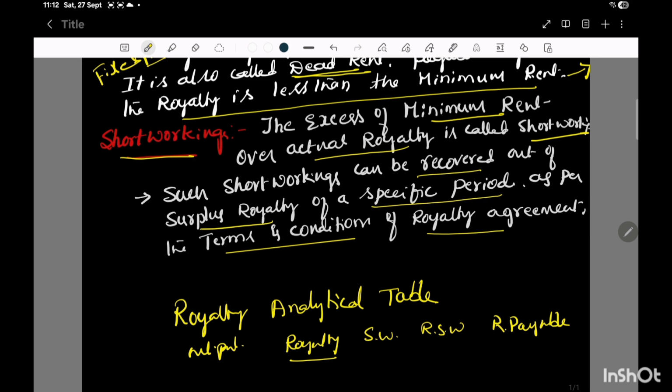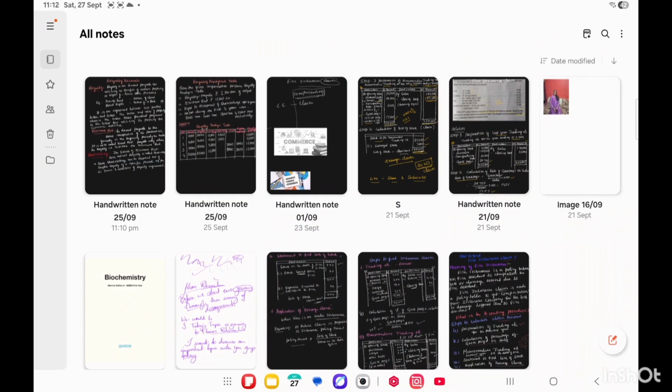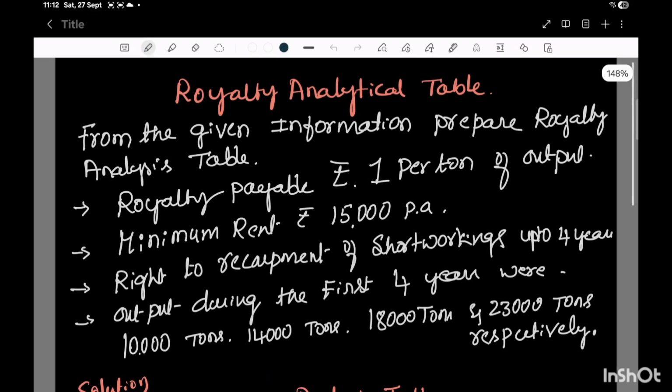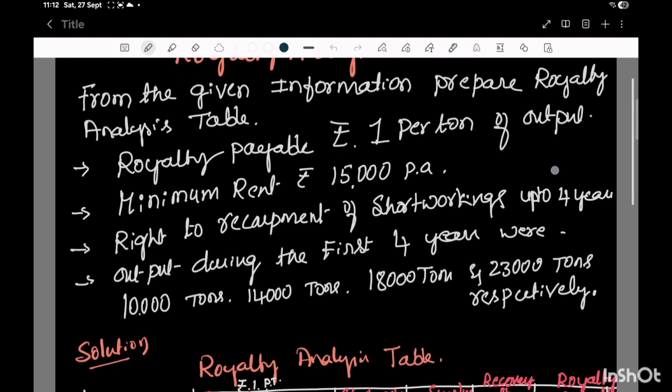I'll take an example to understand this royalty analytical table. Look here, there is an example that I have taken. This is a problem. From the given information, prepare a royalty analysis table. Royalty payable is rupee 1 per ton of output, minimum rent is fixed at rupees 15,000, and the right to recover the short workings is given up to 4 years, and output for the first 4 years is 10,000, 14,000, 18,000 and 23,000. So let us work out this problem.